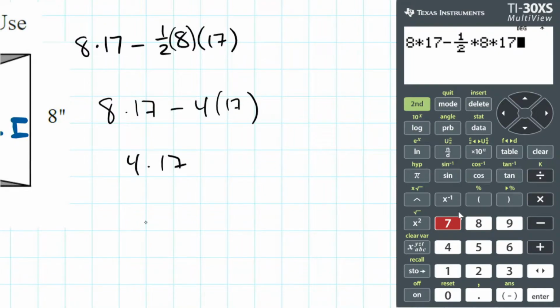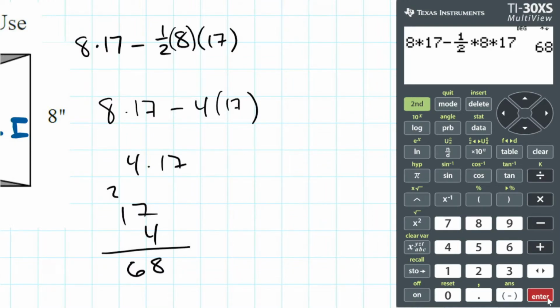It's going to be 4 times 17. So if I take 4 times 17, 4 times 7 is 28. Carry the 2, 4. I think the answer is 68. Let me check. 68. That's what my calculator says too.